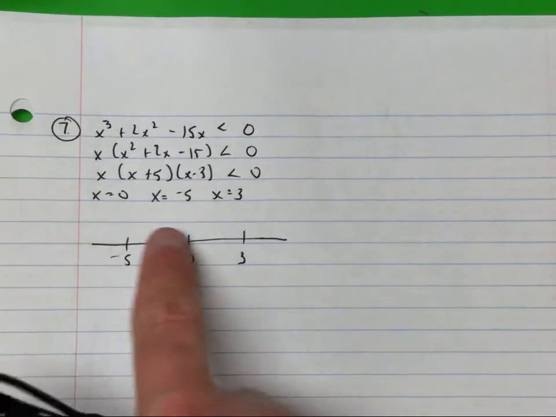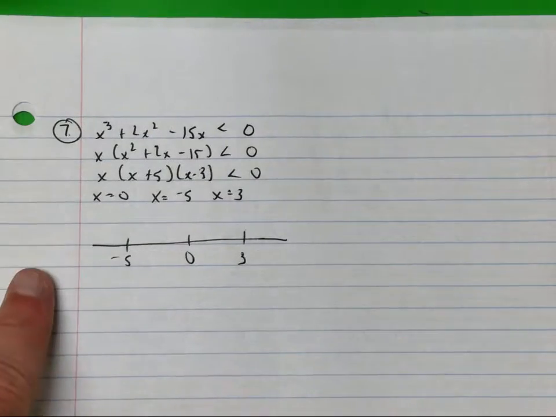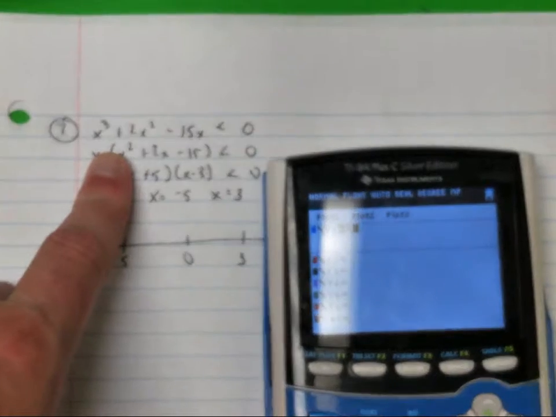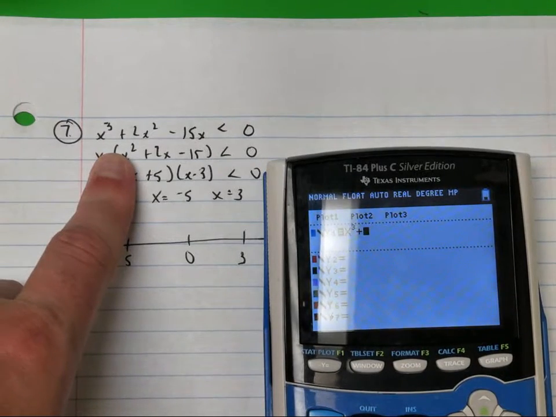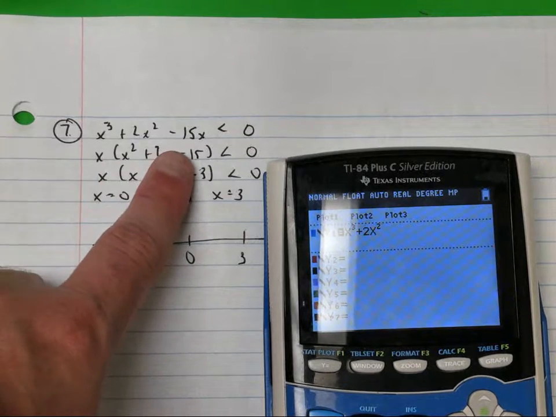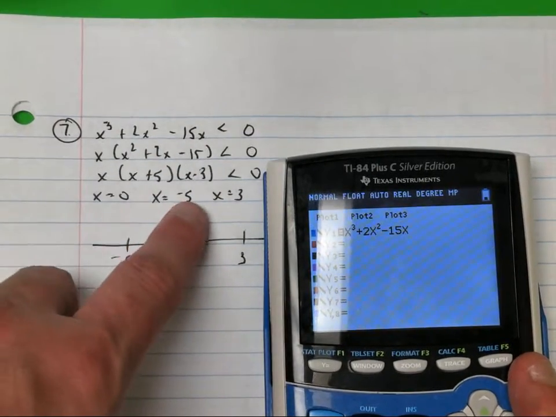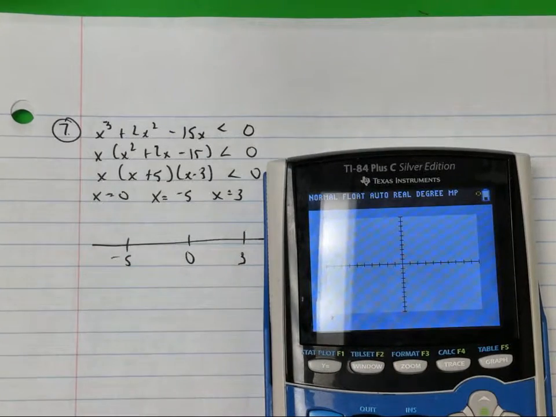When I do this, I'm making a sign chart because I'm worried about what the signs are. So I'm going to graph the original. Y equals x cubed plus 2x squared minus 15x. It should cross at 0, negative 5, and 3. Let's graph it.